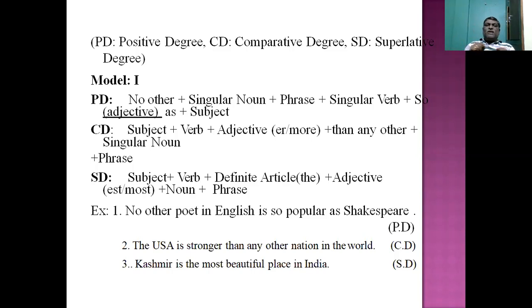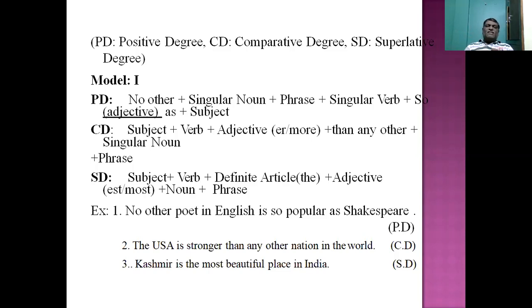So just remember, we are using the words "than any other." In the comparative form, you will use "than any other" or "than all other." So Kashmir is more beautiful than any other place, than all other places in India. If you use "all other," you use places; if you use "any other," you use place. Kashmir is the most beautiful place in India. Kashmir is more beautiful than any other place in India.